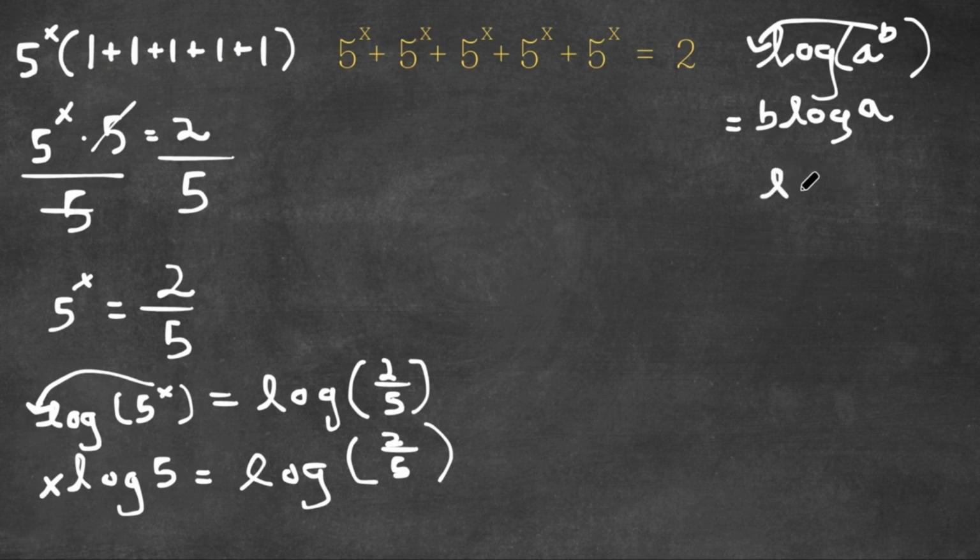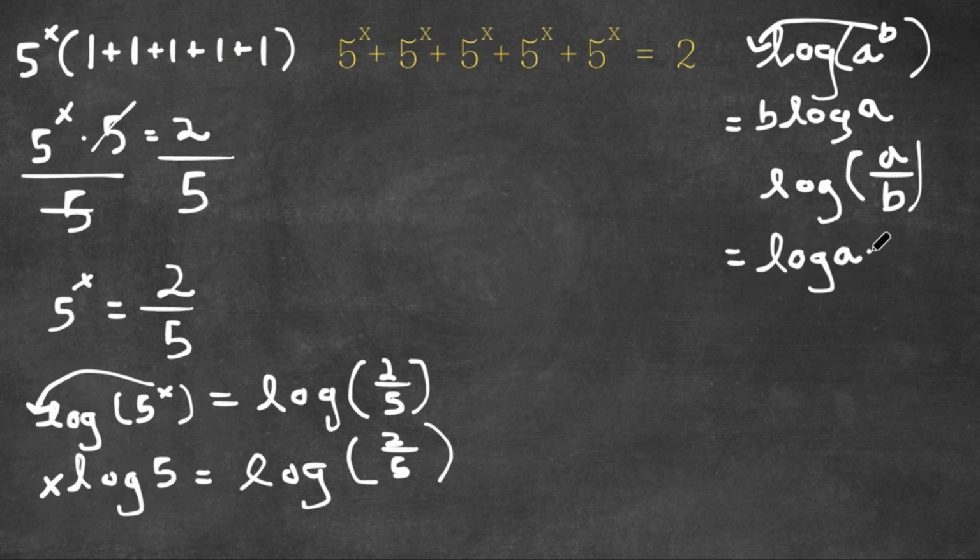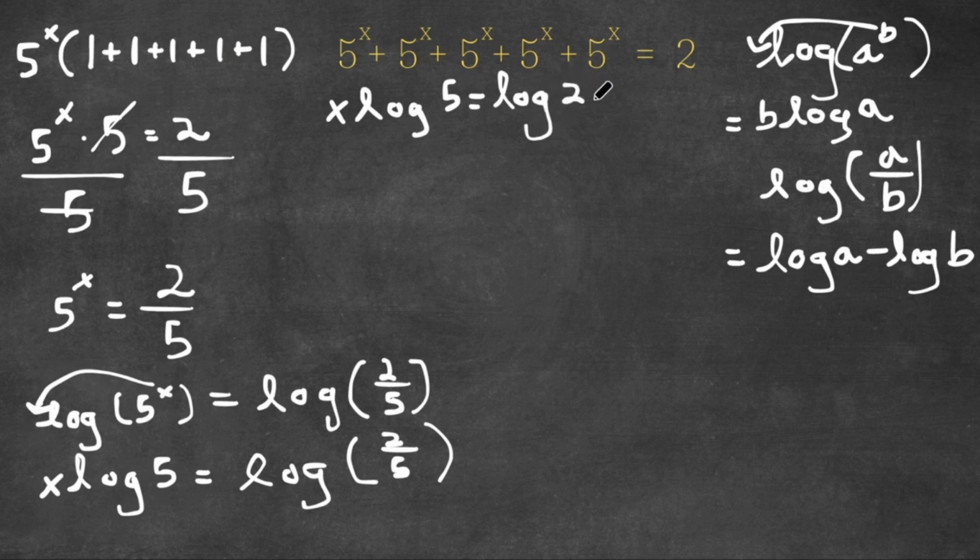Now, another property of logarithms is that if we have a log of a fraction, let's say log a over b, this would actually equal the log of the numerator minus the log of the denominator. So log a minus log b. So we can do the same thing to log 2 over 5. So this is going to be x times log 5 is equal to log 2 minus log 5. Now I'm going to divide both sides by log 5.